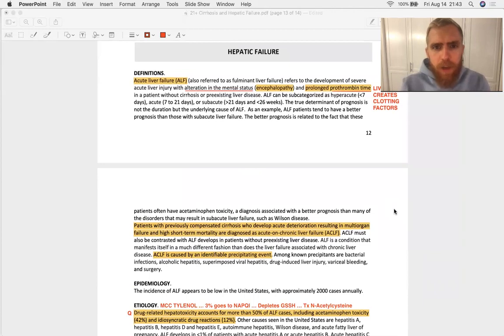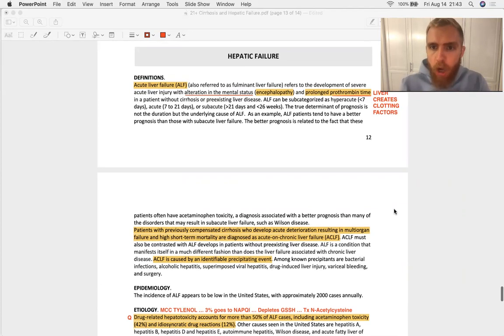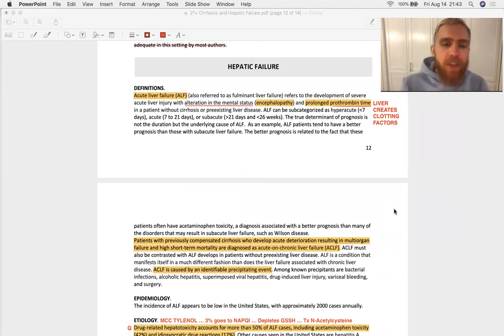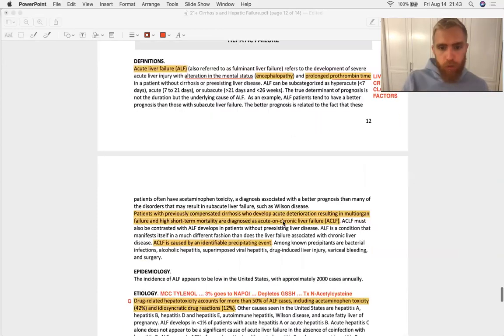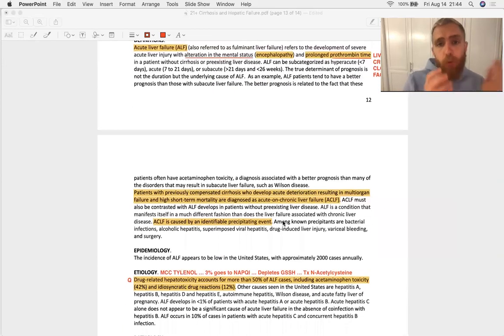Let us discuss hepatic failure. Acute liver failure, also called fulminant liver failure, refers to the development of severe acute liver injury with mental status alteration, that's encephalopathy, and prolonged prothrombin time in a patient without cirrhosis or pre-existing liver disease. Now, if they have cirrhosis, we're going to call it acute on chronic liver failure, ACLF, not just ALF.